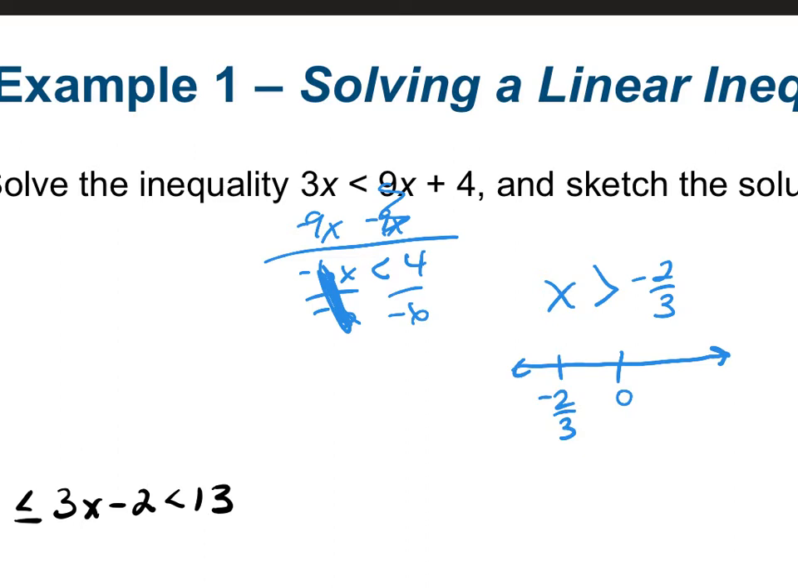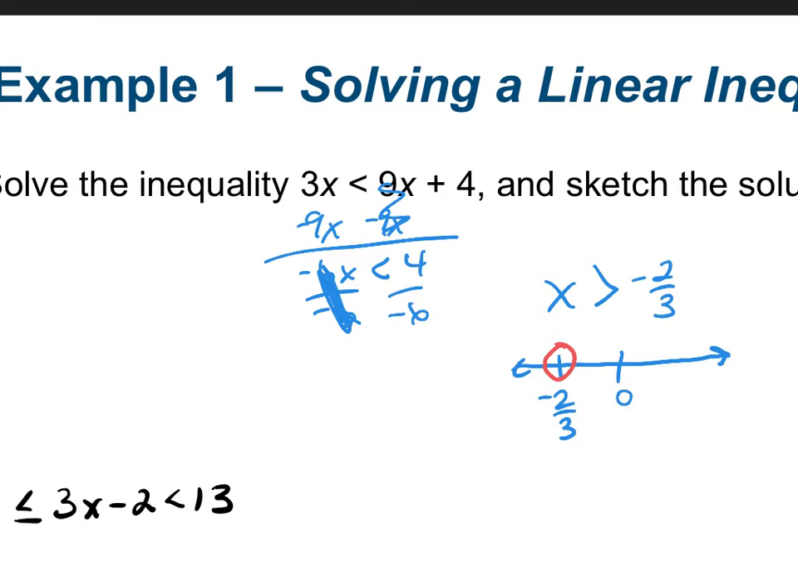Now, we're going to talk about graphing. What kind of a dot am I going to have at negative 2/3? Is it open or closed? How come? Open. Yep, open, because there's no equal to underneath. So I'm going to have an open dot at negative 2/3. And if I read that inequality, it says x is greater than, x is bigger than negative 2/3.